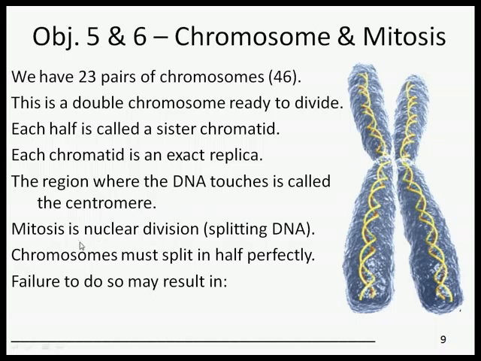So again, mitosis is the nuclear division where this DNA is going to split in half. So why it makes this perfect X shape is so it can split nicely. If they don't split perfectly, this could be resulting in either mutations or cell death. I'm going to write those down. Either mutation or cell death.